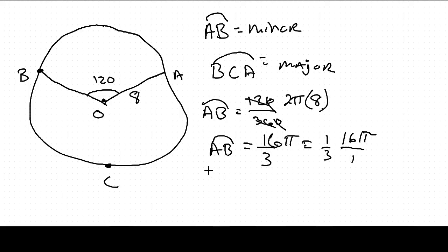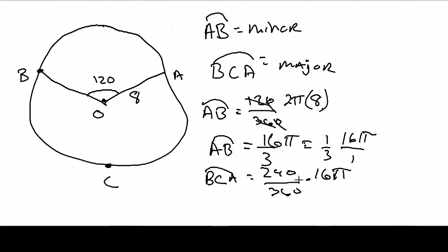So let's do the major arc. So 240 over 360 times 2 pi. What's 2 pi r? It would be the exact same. That's what I want you to see. The circumference is always going to be the same. It just depends on the piece that I'm taking, right?